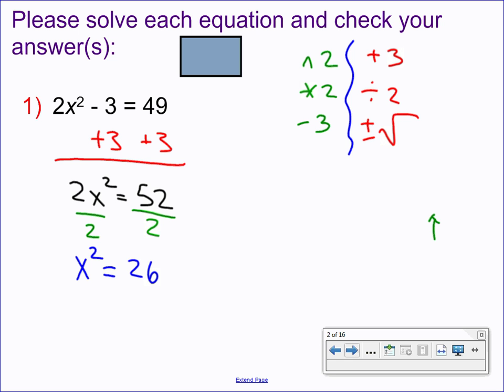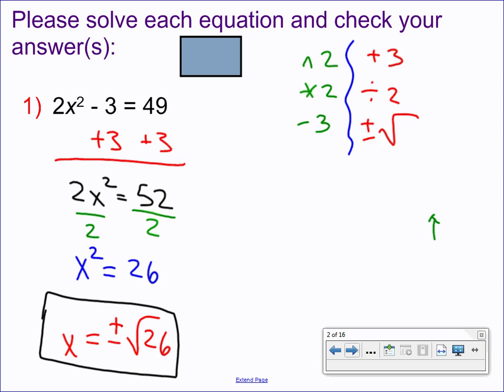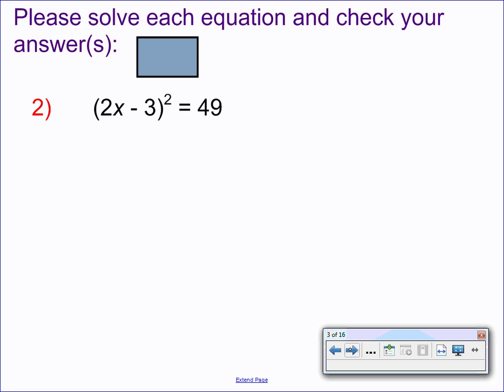That is to say, if x squared equals 26, then x must equal the positive and negative square root of 26. Now, sometimes that radical will reduce, sometimes it won't. In this case, it doesn't, but I do have two different answers. One is x equals the positive square root of 26, and one is x equals the negative square root of 26. Let's go ahead and take a look at our different question, number 2.